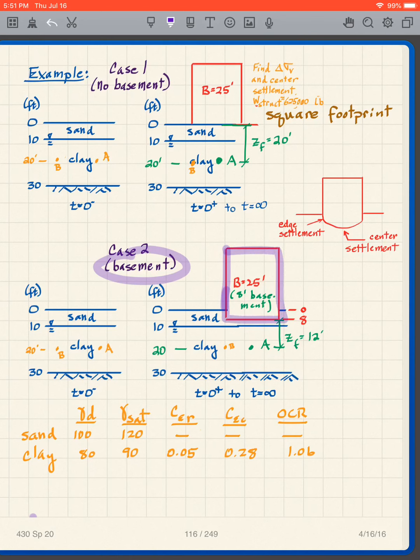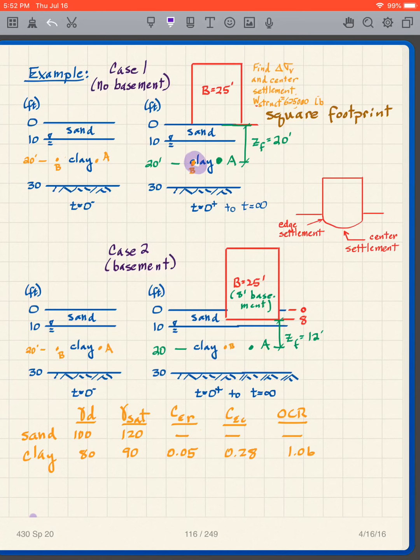You can see the building's embedded in the ground. It's 8 feet. We have an 8-foot basement. We're going to do both of these cases, and then we're going to see what the difference is. How do we handle them? In both cases, I want to find just the delta sigma V and the center settlement. So in other words, I want the settlement below the center of the structure. The weight of the structure is 625,000 pounds. Later, we're going to do the edge of the structure. What is the settlement at the edge of the structure?